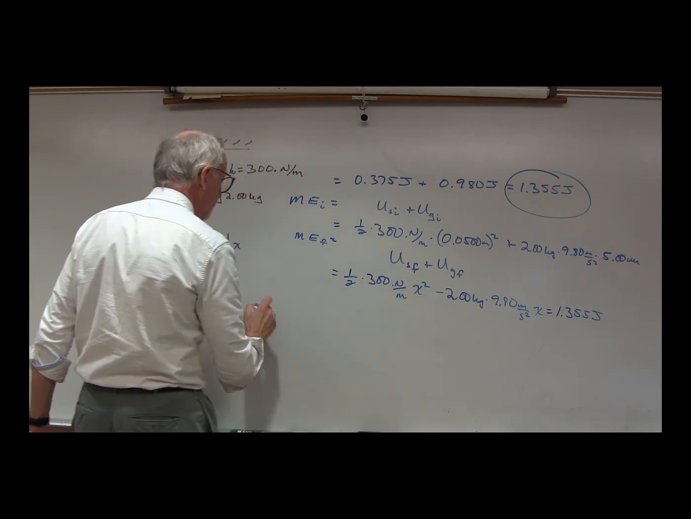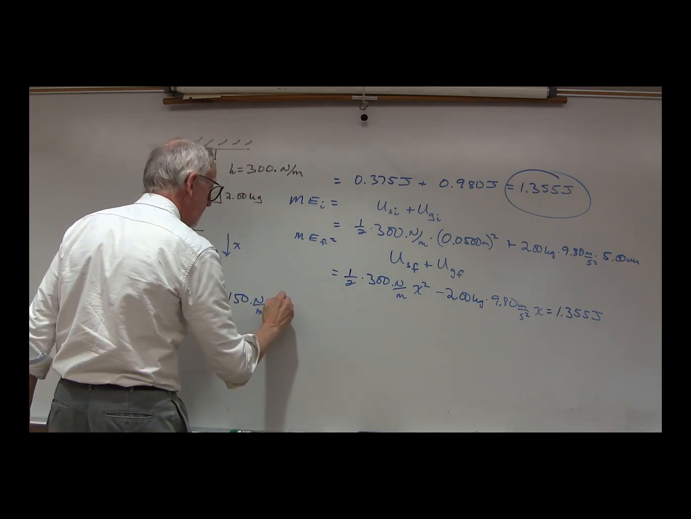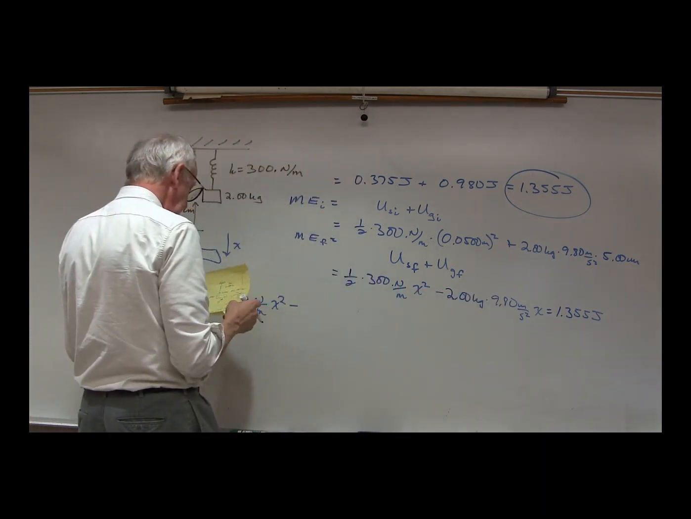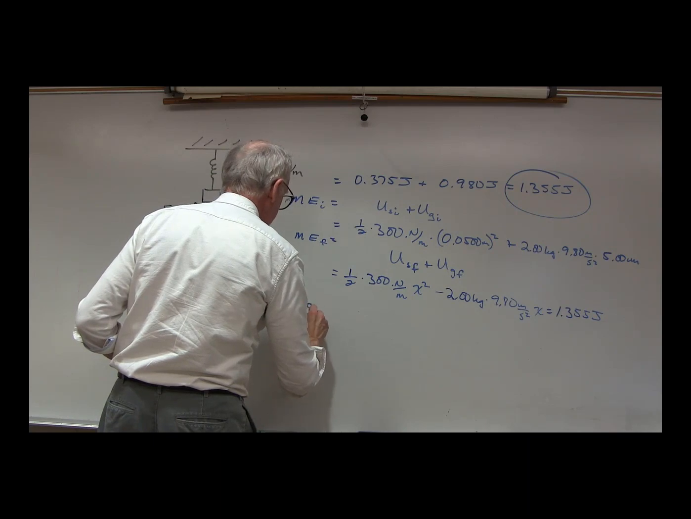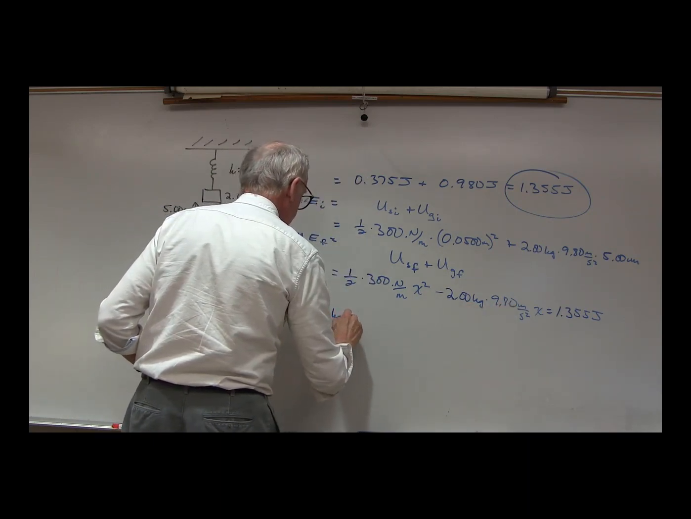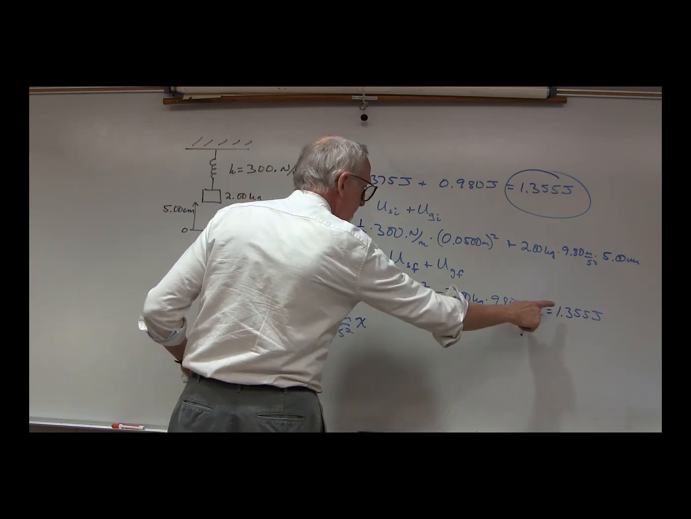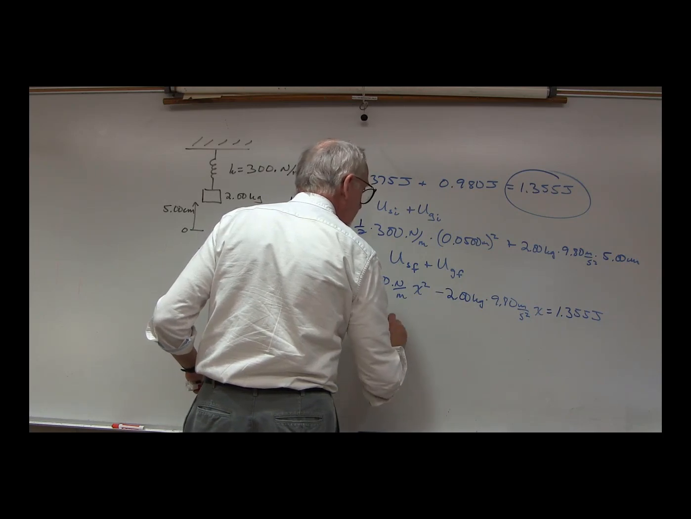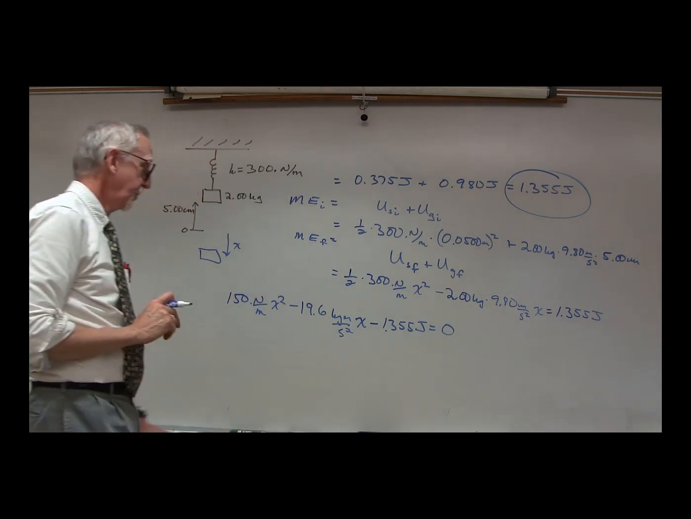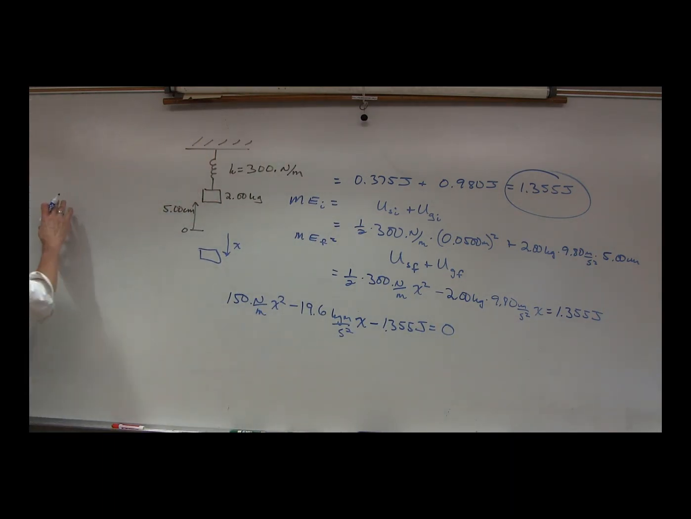Let's simplify a little bit. We've got 1/2 times 300, or 150 newtons per meter, x squared, minus, let's multiply 2 by 9.8, and we get 19.6 kilogram meters per second squared, times x. Bring this over to the other side, minus 1.355 joules, and all of this must equal 0. Okay, what a mess for the quadratic. How are we going to solve this?